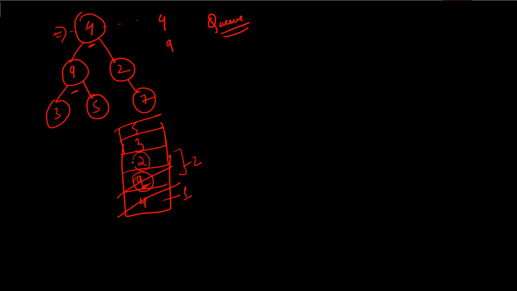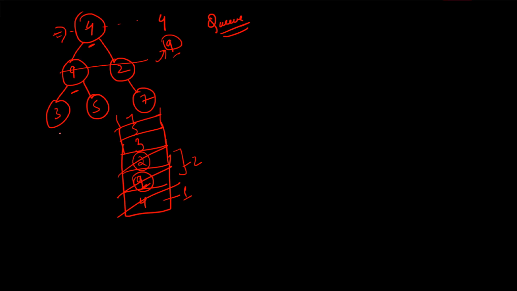Same we are going to do for this node as well, that if it is having left as well as right child. So left child is not there, right is there, so put this into the queue, and this particular node is also going to be removed. Now level 2 is also done. In level 2 we have the maximum value, that is 9 itself.